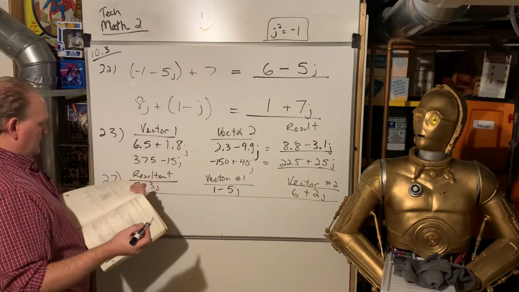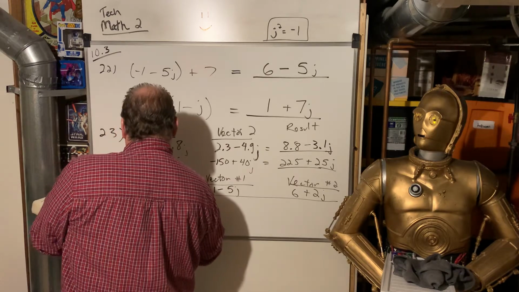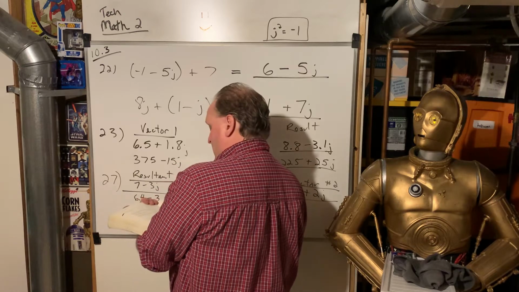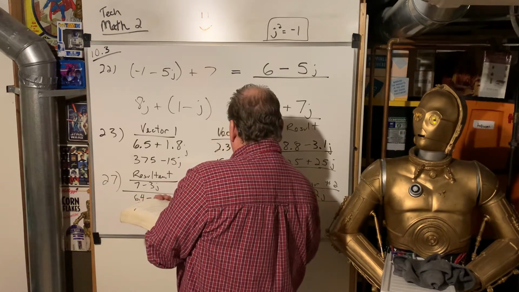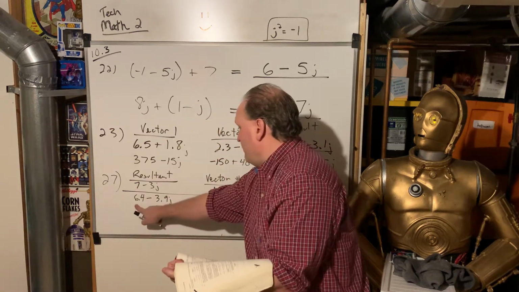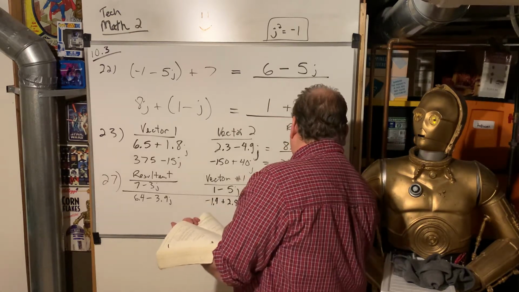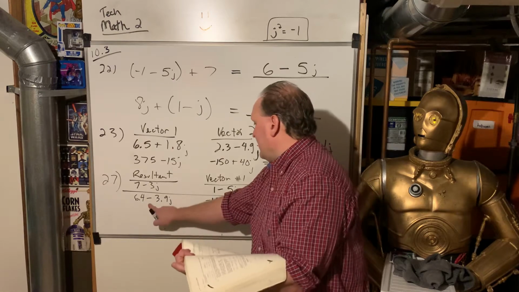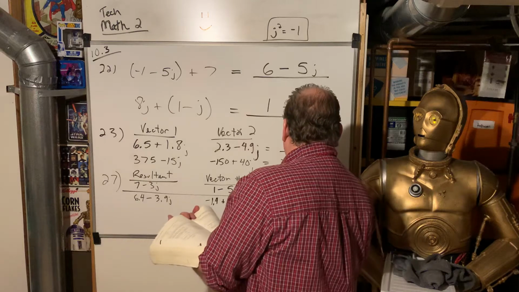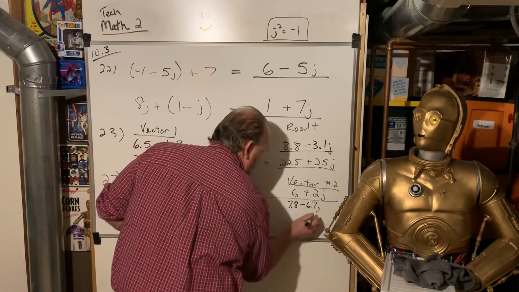So they gave us a resultant of 6.4 minus 3.9j and -1.4 plus 2.8j. And if I just subtract those, so 6.4 minus negative 1.4, so that's plus. So that's 7.8. And negative 3.9 minus 2.8, so they're both negative. So you combine them and keep it negative, negative 6.7j. All right.